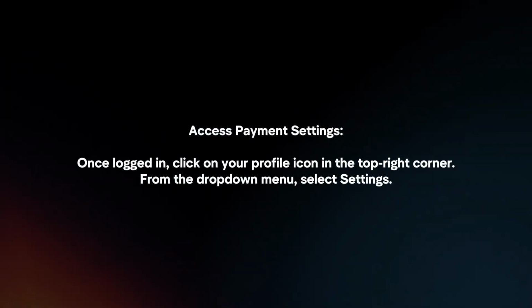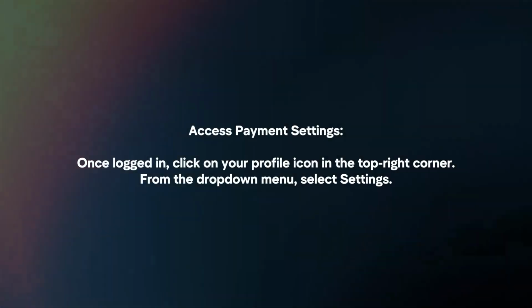To add the payment method on freelancer.com, follow these steps. Log into your Freelancer account. Go to freelancer.com and log in using your credentials. Access payment settings. Once logged in, click on your profile icon in the top right corner.